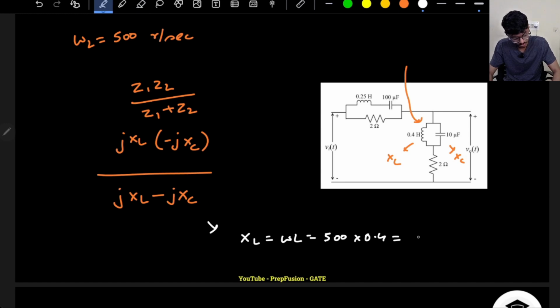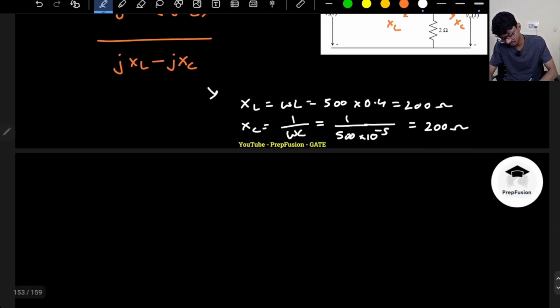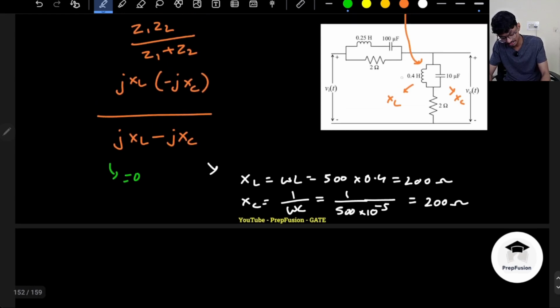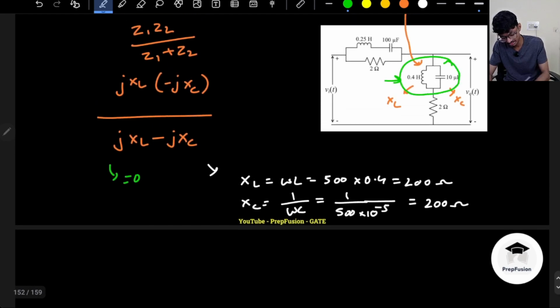So it is 4 into 50, that is 200 ohms. What about XC? XC is 1 by omega C. So 1 by omega C is 1 by 500 into, again, 10 microfarad. So it is 10 raised to power minus 5. So this will be 10 square, will go 10 cube by 5. 10 cube by 5 is 200 only. So of course, again, this denominator goes to 0. If this denominator goes to 0, my equivalent impedance seen of this circuit is infinity.